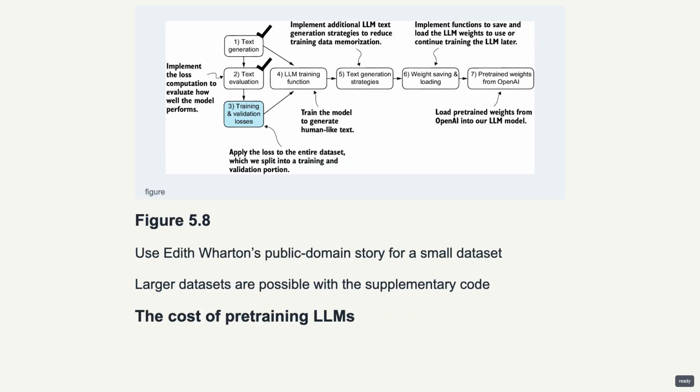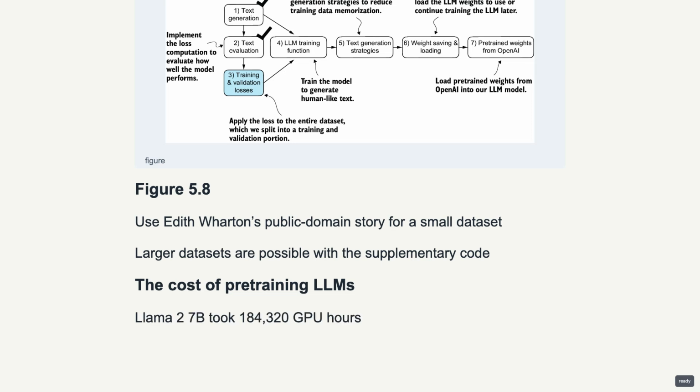Pre-training a large language model takes serious compute. The numbers behind a modern model help explain why these small examples use compact datasets and short contexts. A 7 billion parameter model can require hundreds of thousands of GPU hours and very expensive hardware. That scale makes the cost of large model training very concrete.